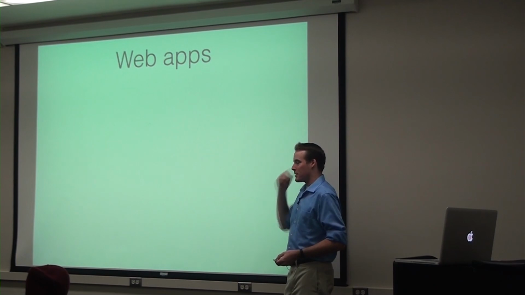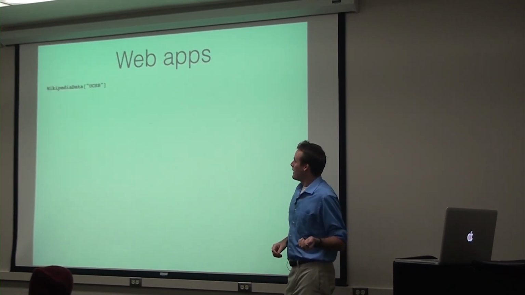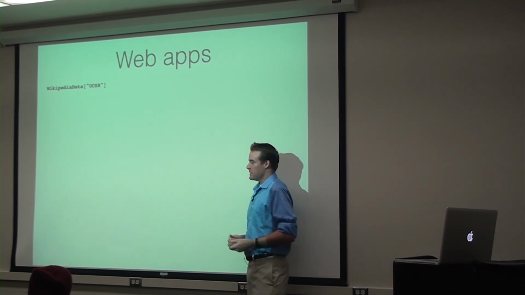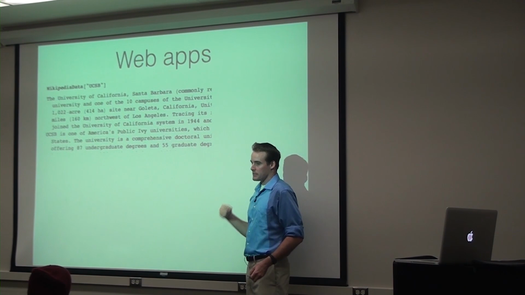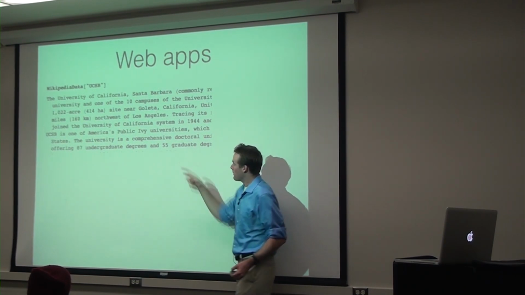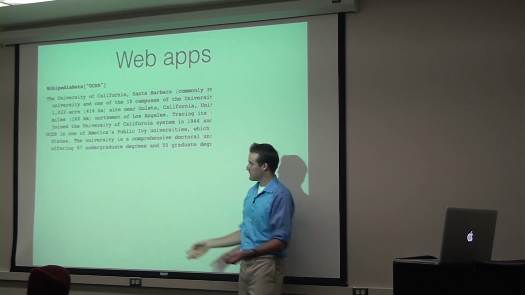What else? Okay, kind of fun. There's a couple of things they've done in the last few years that I think make it really cool. So if you say WikipediaData of UCSB, Mathematica will go out and retrieve the text of the Wikipedia page for the University of California at Santa Barbara. So it's this big long article, and it gets the text.